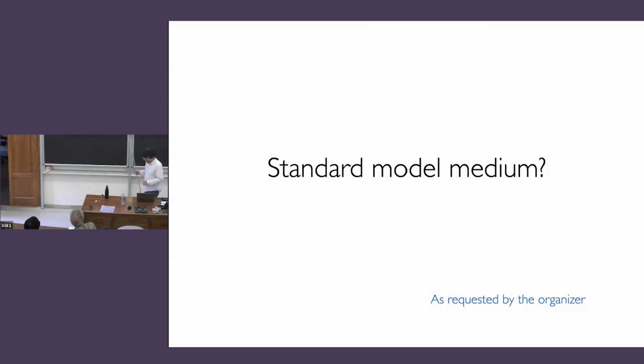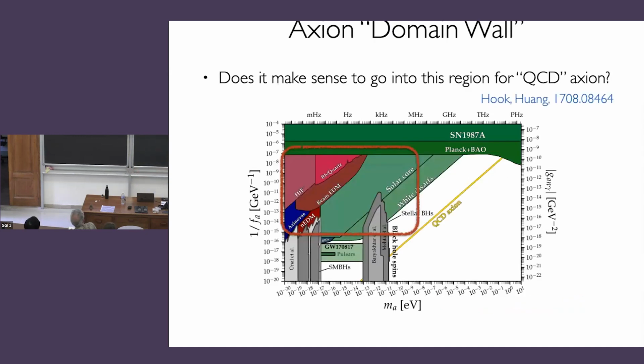So in this case, we are talking about standard model medium and how it can affect the properties of the light field. The motivation for this comes from my frustration with all of these experiments. Anson and I were trying to understand, despite all the model building complications and frustrations, does it make any sense to look into this part of the parameter space? Or is it all just excluded?